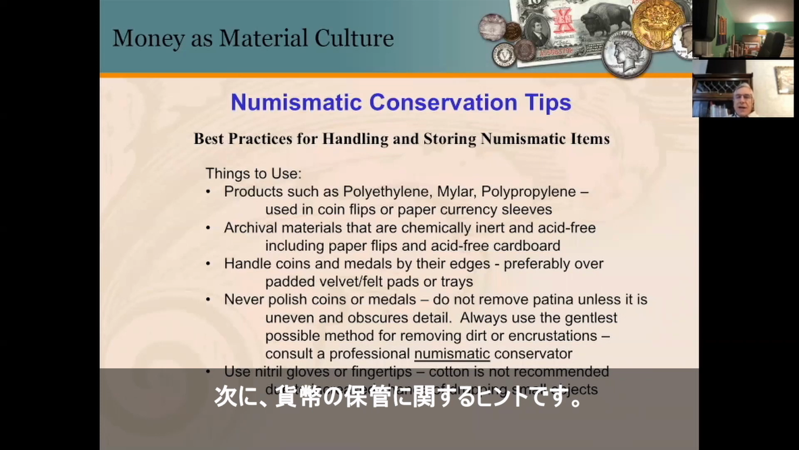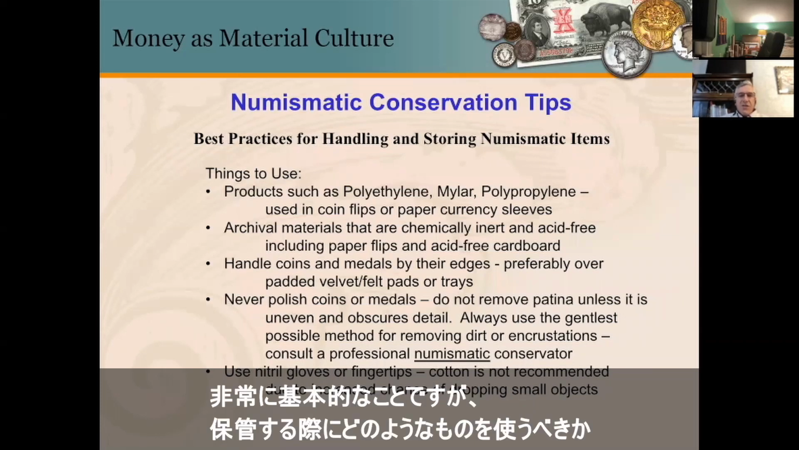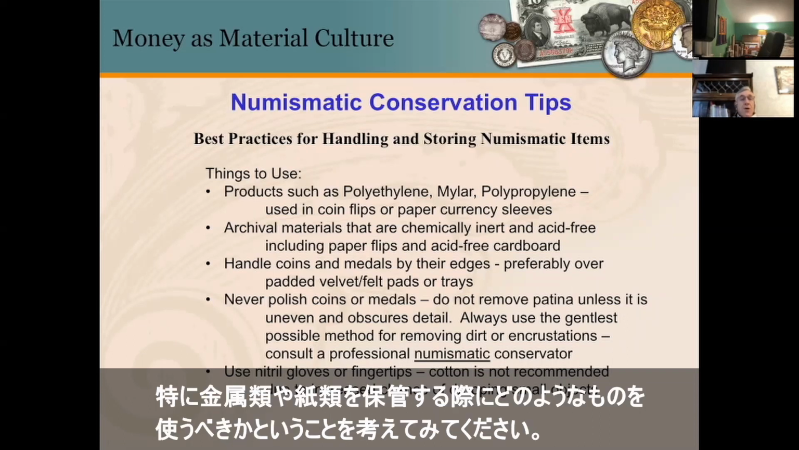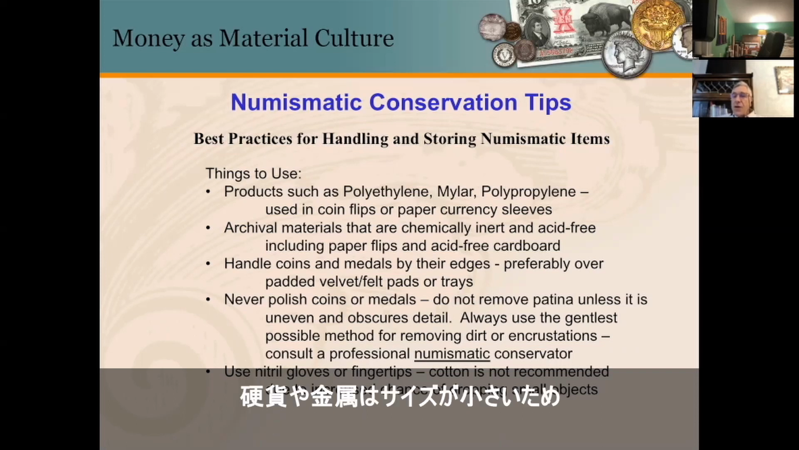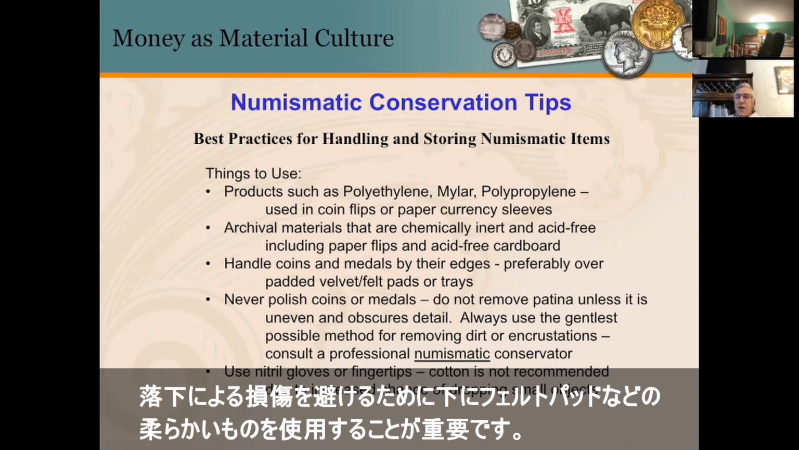Here are some numismatic conservation tips. These are very basic, but they're a start, and they give you an idea of the kinds of things you want to use when you're storing, particularly the metals, but also the papers. Basically, this comes down to using acid-free and sulfur-free products to store and handle the objects, and due to their small size, using felt pads or similar soft surfaces under coins or metals as they are being handled in order to avoid damage should they be dropped.